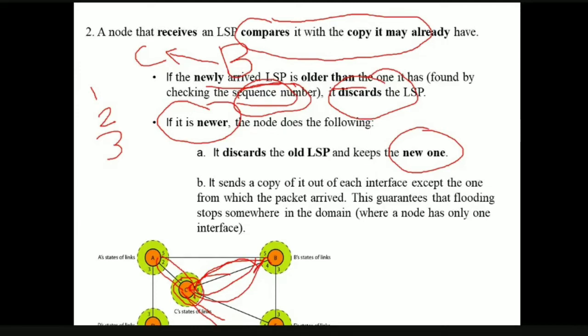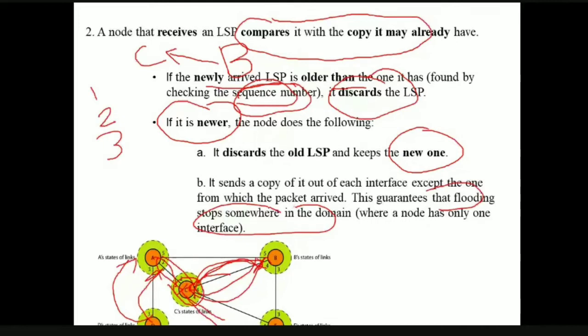At some point of time, C will not send the information to B, and at another point, A will not send information to C, and at some point D will not send information to C. Why? Because D already got the information from A, so there is no need for D to send this information to A again. The same information, I'm talking about the same information, not the updated information. So this strategy guarantees that the flooding is going to stop somewhere in the domain.